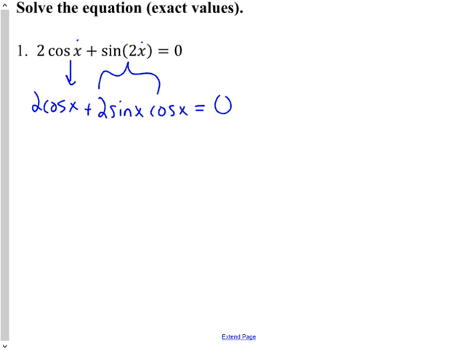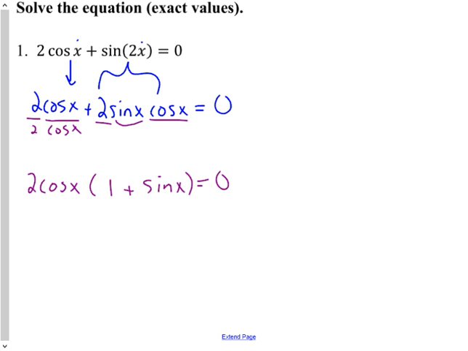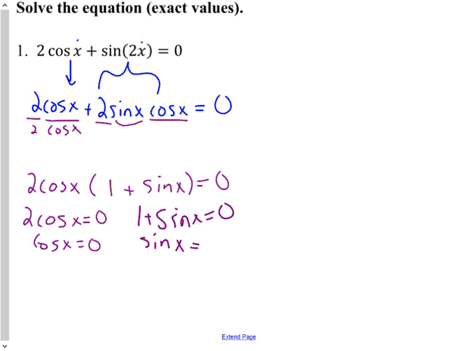Now, what can we factor out? They both have a 2. They both have a cosine of x. So taking 2 cosine of x out, we're left with 1 plus sine of x here. And now we set each piece equal to 0. 2 cosine of x is 0, so cosine equals 0. And 1 plus sine of x equals 0 gives us sine of x is minus 1.